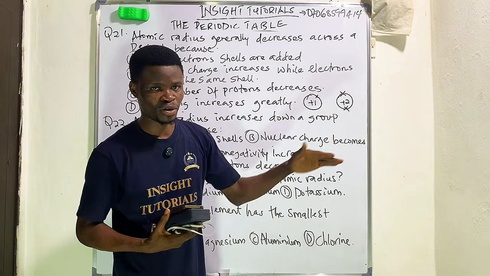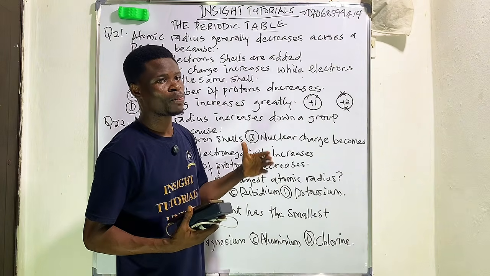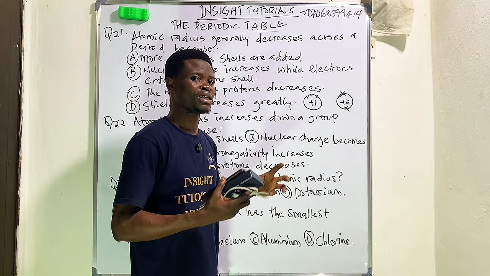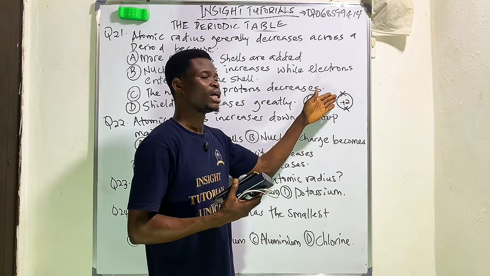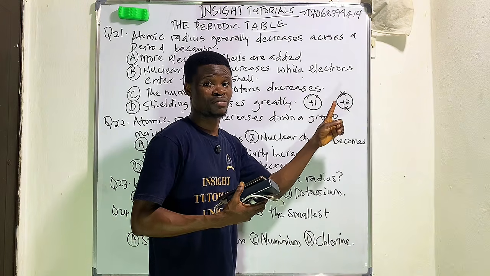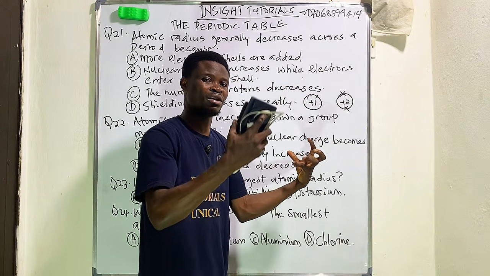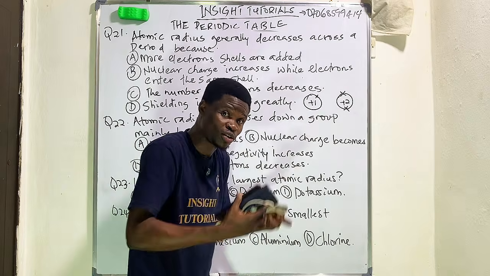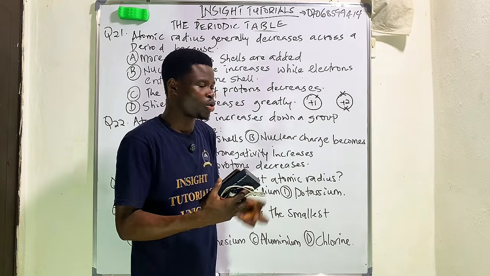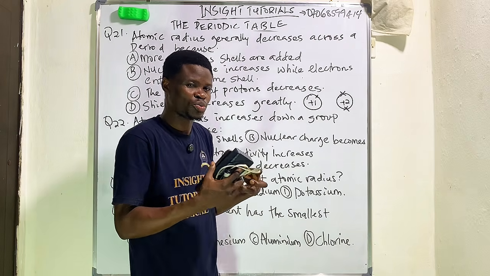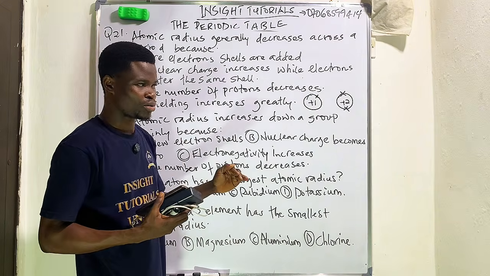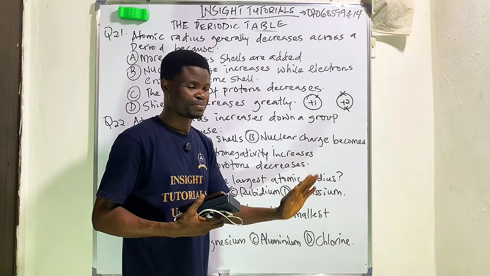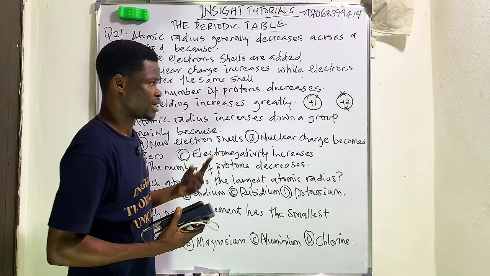So across the period, note it very well that the more protons you add to a particular element, the more tendency it has to react with the electrons, which are negatively charged, and that will cause a strong nuclear pull of those electrons. You want to pull them to the center, and that pulling will cause the atom to shrink, to reduce. So across the period, from left to right, the atomic radius decreases. It's only down the group that there's an increase.